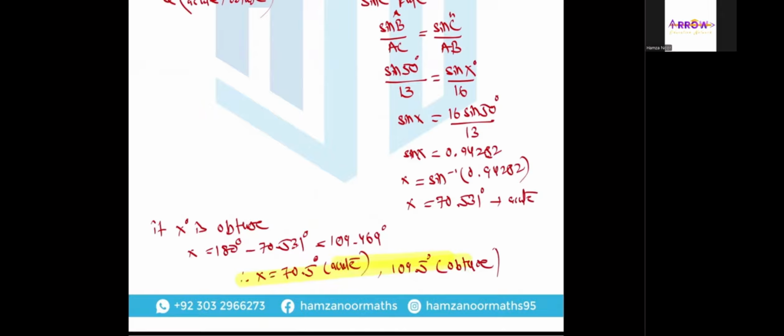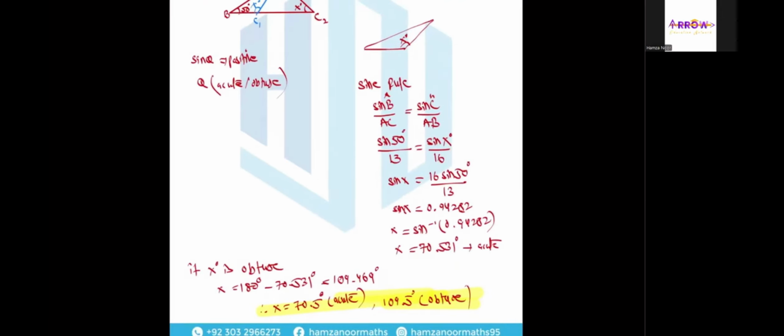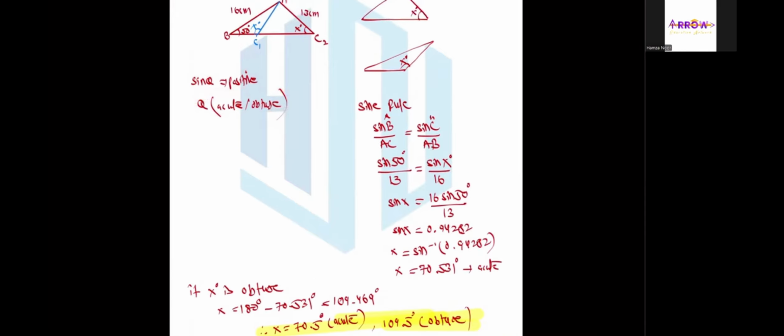Ambiguity over here. Angle x can be acute as well as obtuse, because the value of sine x is positive. When sine theta is positive, theta can either be acute or it can be obtuse.